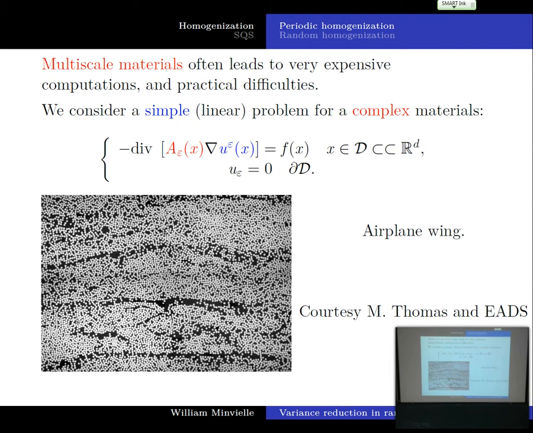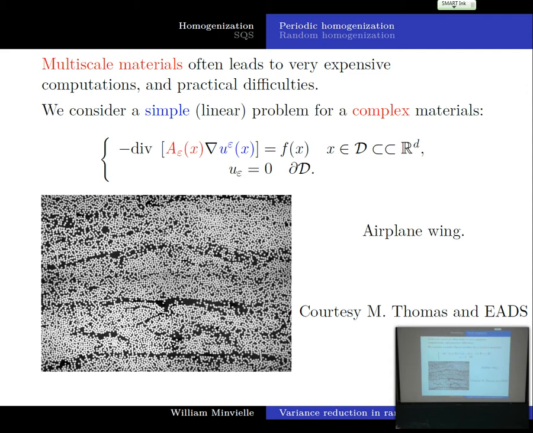Okay, so when you talk to material science people, they tend to tell you that, for instance, in airplane wings, you've got some very complicated materials which involve different scales. So, for instance, this is an airplane wing, and this should be of the size of the meter, or at least if you want to know how an airplane wing bends, you must simulate it on the scale of the meter.